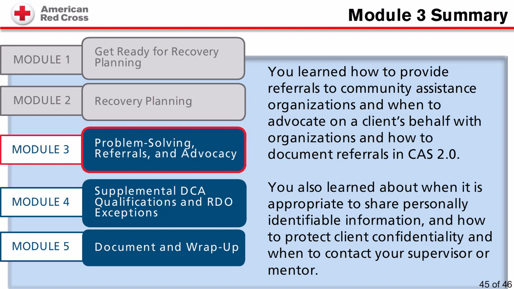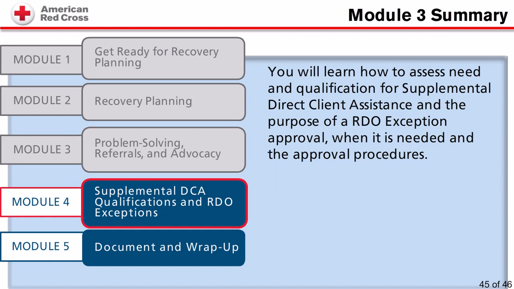You are now ready for Module 4, Supplemental DCA Qualifications and RDO Exceptions, where you will learn how to assess need and qualification for Supplemental Direct Client Assistance and the purpose of an RDO exception approval, when it is needed, and the approval procedures. The following slide contains photo credits.